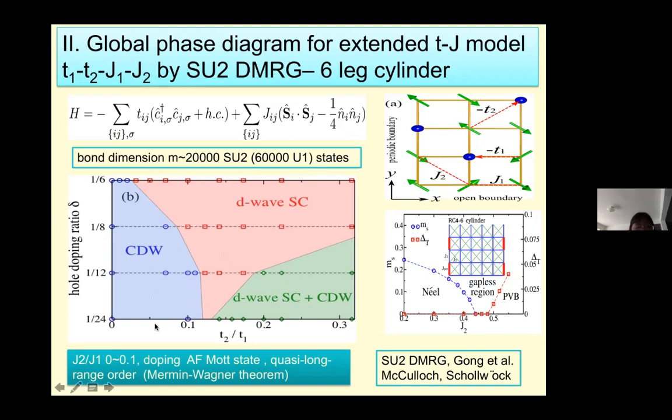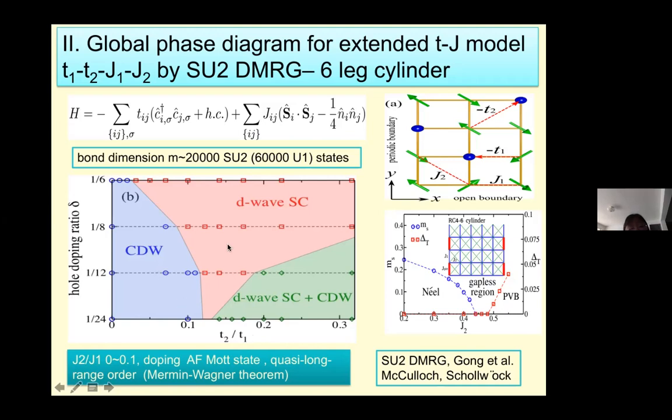The picture of the phase diagram is here, in the parameter region of the ratio t2/t1, as well as the whole doping range. The other parameter, J2/J1, is determined as the square of t2/t1. That is consistent with starting from a t1, t2 model and projecting into the t-J model. So we didn't treat J2, J1 as other free parameters.